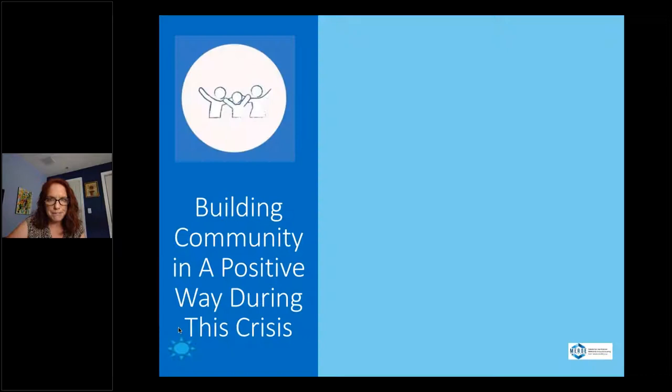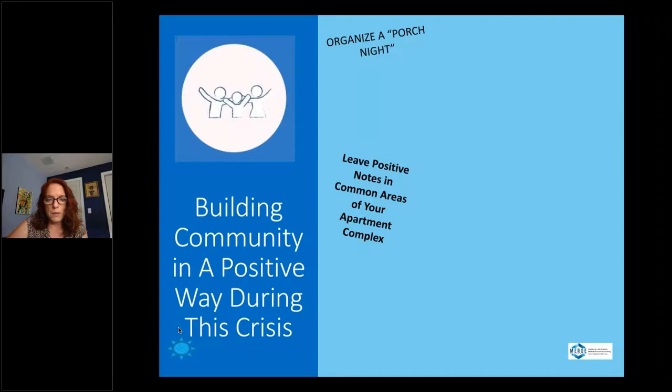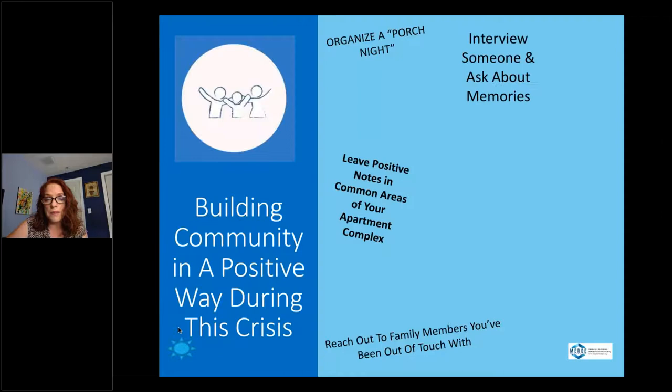Okay. So I have some examples here about community building in a positive way during this crisis. And I want you to be thinking about what creative ways you have helped to build community during the situation that you could share with others. Perhaps we organize a porch night. You leave positive notes in common areas of your apartment complex. Reach out to family members you've been out of touch with. Interview somebody and ask about memories. Some of the examples from before, perhaps someone who was feeling a little depressed or isolated, maybe either interview them or help them to interview. Who would you like to talk to? Let's do an interview and write a story about somebody, right? Just ways to help make social connections.